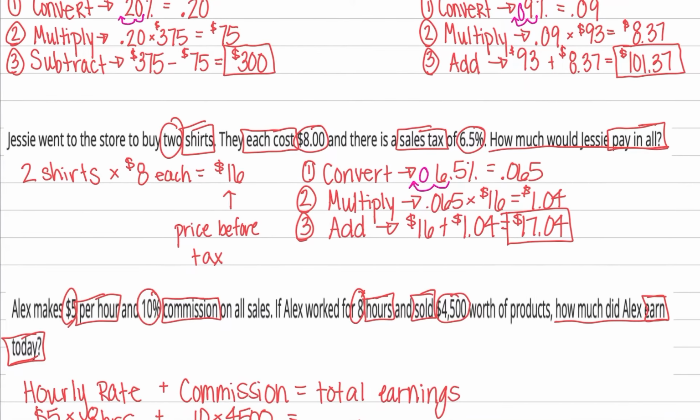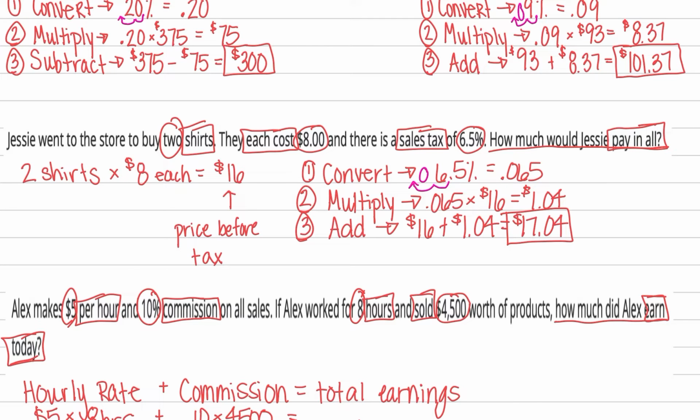The next few questions are going to be word problems. I already did the cubes method and worked it out to make it a faster process. The first word problem is: Jesse went to the store to buy 2 shirts. They each cost $8 and there is a sales tax of 6.5%. How much would Jesse pay in all? Remember that in all tells me I'm going to have to add at the end.